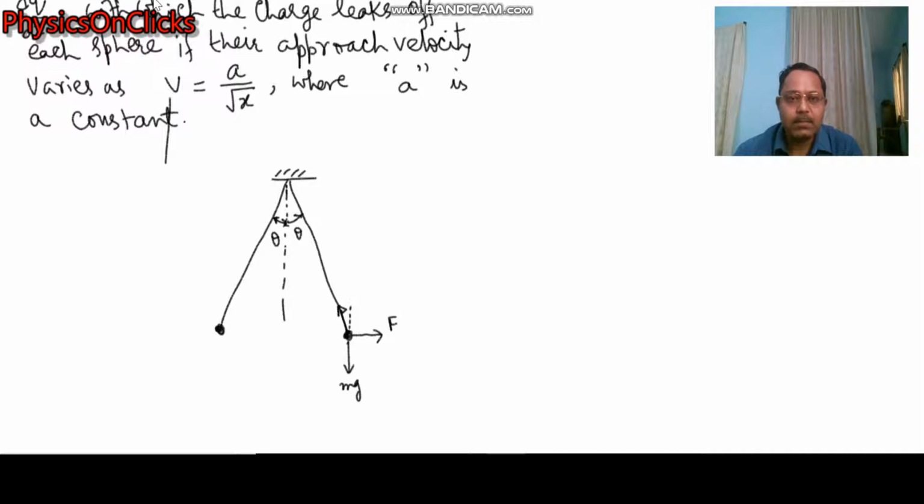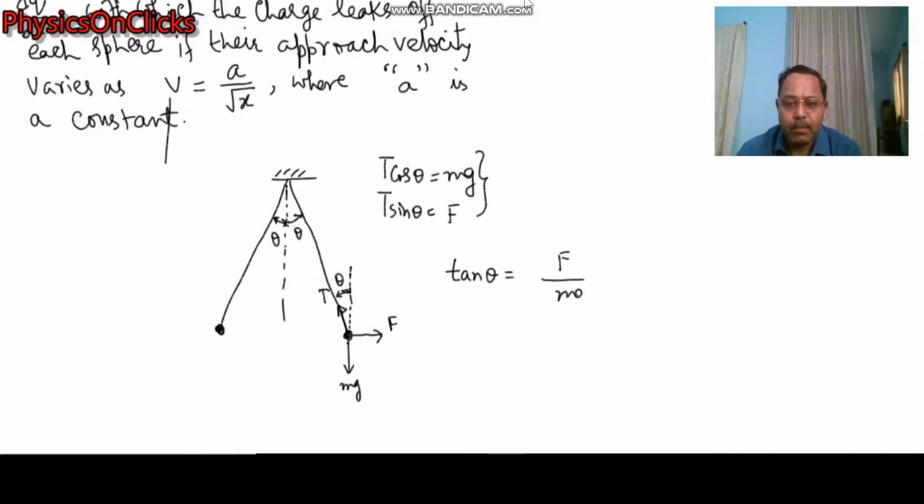So let me write it at some other place so that we can show this angle. This is T, and this thread is making an angle theta with the vertical. So what will happen? The T cos theta will be counterbalancing mg during equilibrium, and the T sin theta will be counterbalancing the electrostatic repulsion force, is it not? Let me divide the second by the first. So T gets cancelled, and we have tan theta is equal to F divided by mg.